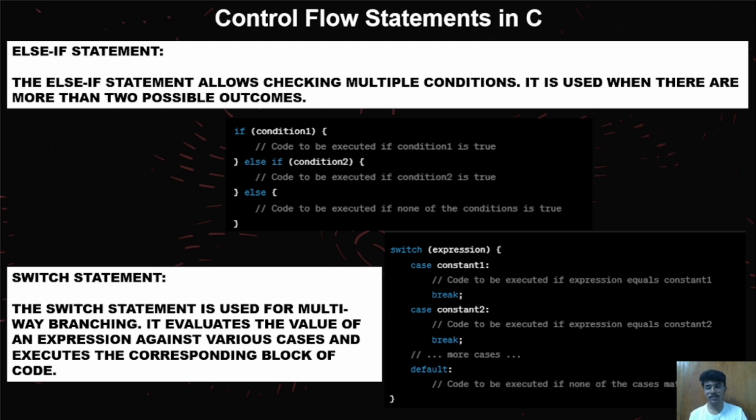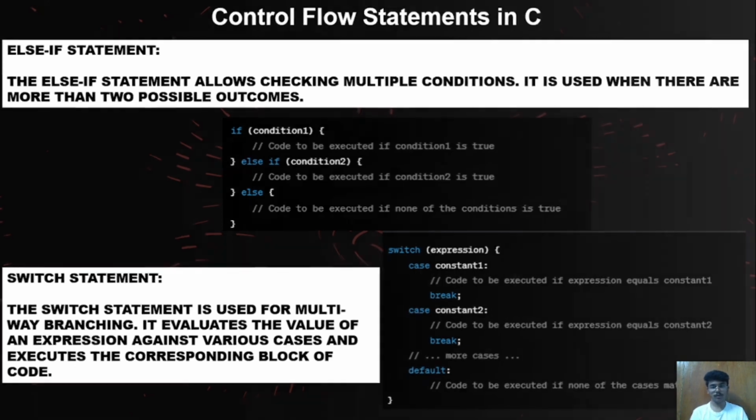Switch statement. The switch statement is used for multi-way branching. It evaluates the value of an expression against various cases and executes the corresponding block of code. Syntax is given on the right side. Switch expression, so case 1. If the user inputs case 1, then case 1 will be executed, or else case 2 will be executed, and so on. If it doesn't match any case, then it executes the default statement that the programmer has provided.